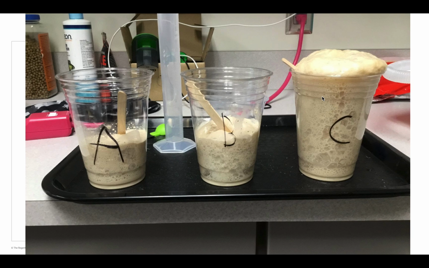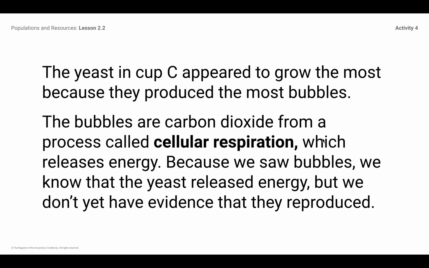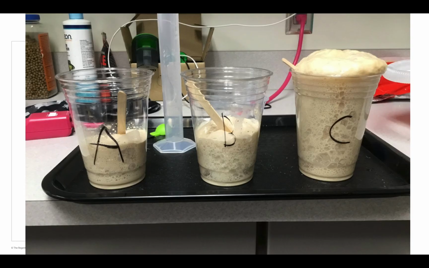Now what the kids are seeing is actually bubbles. This is not all yeast. What happens is the yeast in cup C, it appears to grow the most because they produce the most bubbles. The bubbles that you see here are carbon dioxide, and that's from a process called cellular respiration, and that occurs when reproduction occurs. And so we can kind of assume that if there were a lot of bubbles, then the reason why is because there was a lot of reproduction.